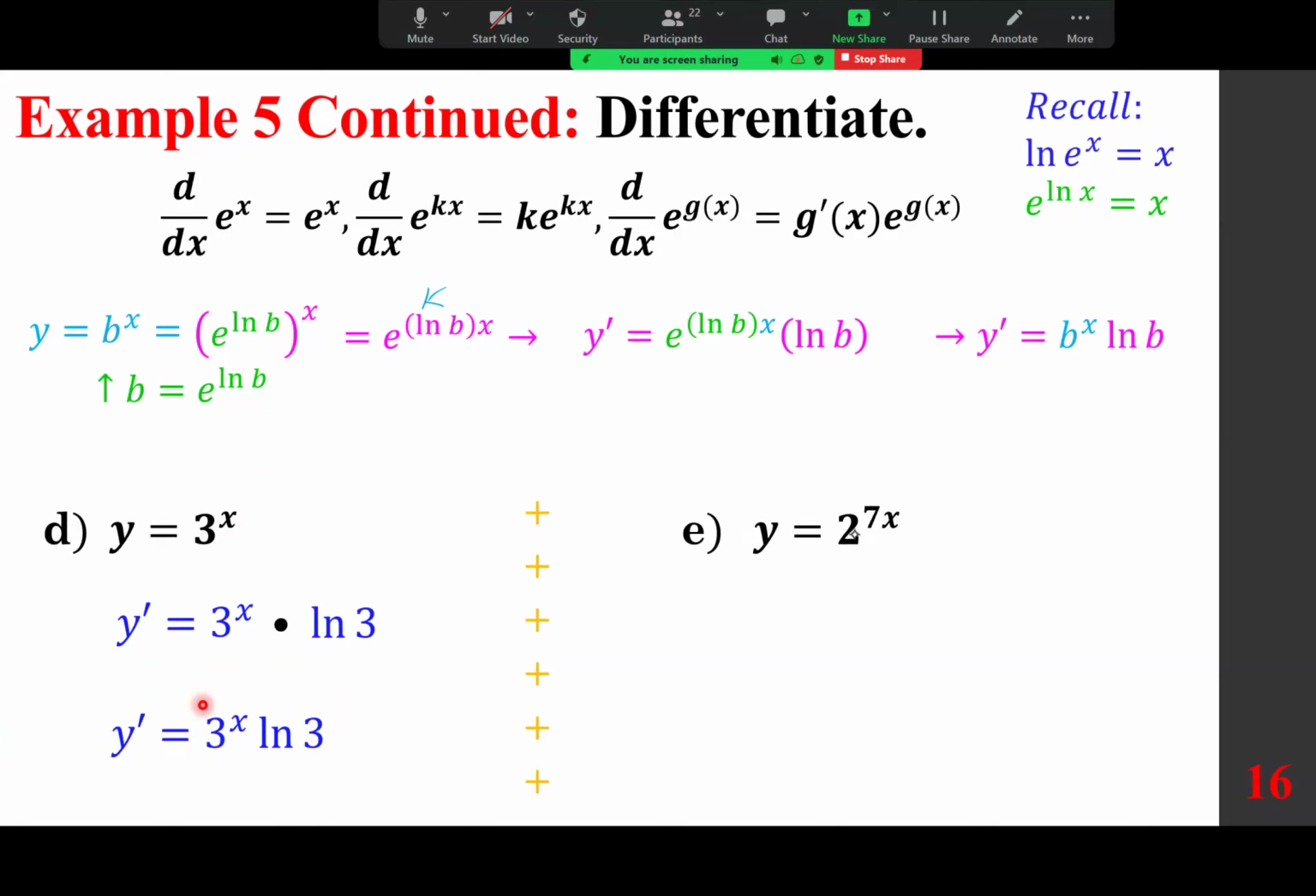What about y equals 2 to the power of 7x? We tag along the chain rule. So if we have b to the power of f of x, the answer is b to the power of f of x times ln b, because the base is not e. That's because of logarithmic properties. Times f prime of x, because of the chain rule. So the answer is 2 to the power of 7x.